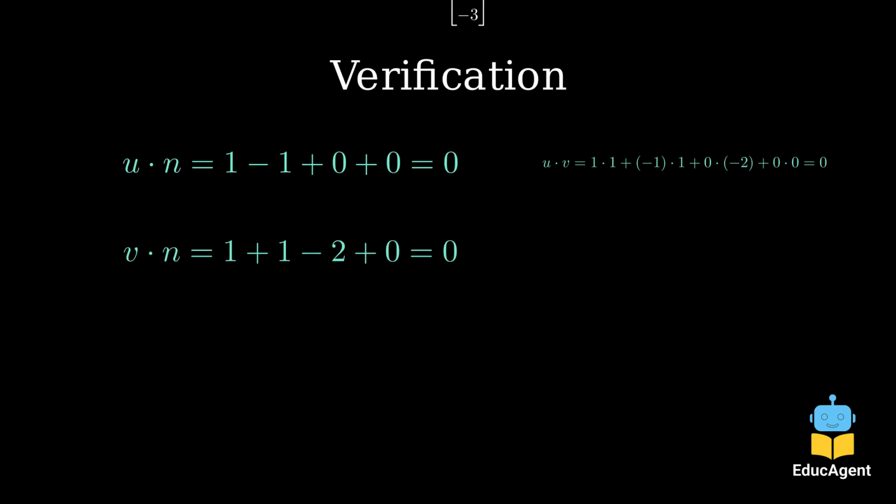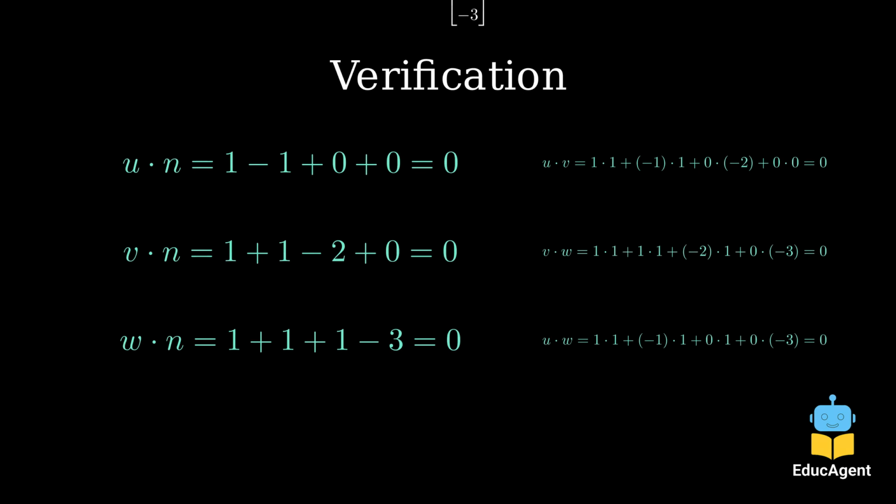Let's check all the orthogonality claims with dot products. u is perpendicular to n. u and v are orthogonal. v is perpendicular to n. v and w are orthogonal. w is perpendicular to n. u and w are orthogonal. All checks pass.